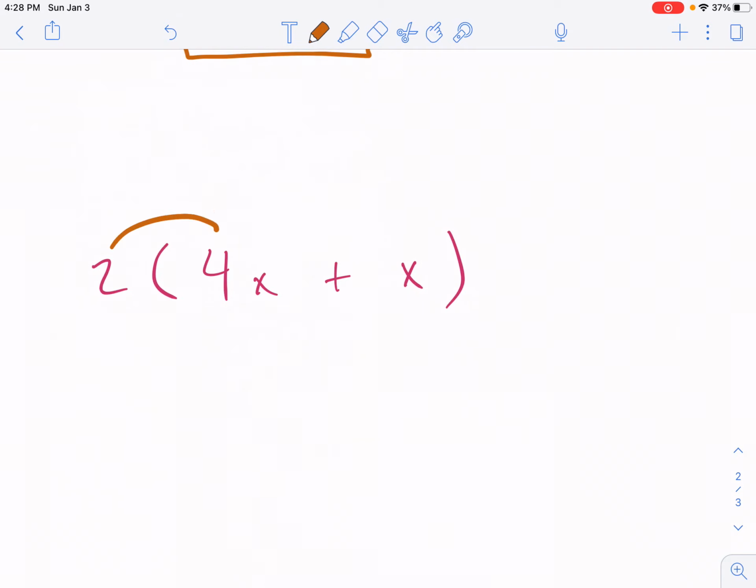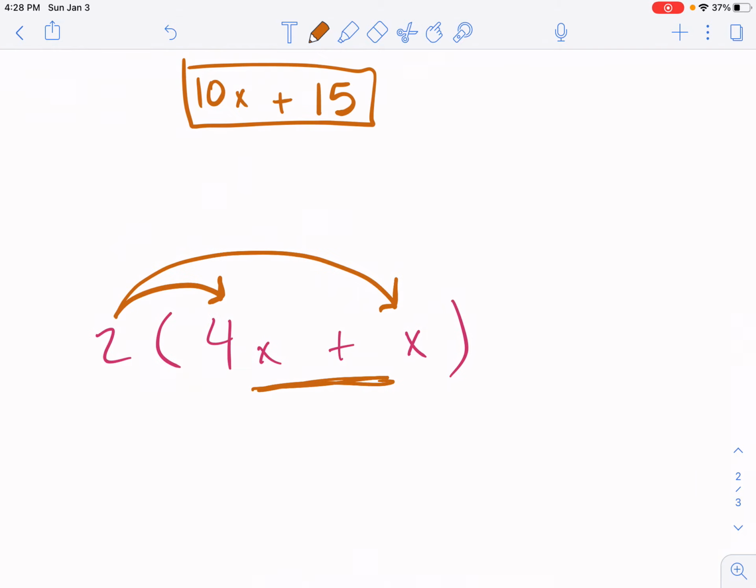So 2 is going to be distributed among these two items. Now, you could actually do something in here. You could combine the two. So I'm going to get 2 times 4, which is 8x, plus 2 times x. Remember, if I don't have a coefficient in front of that x, that's a 1. It's not a 0 because that would mean 0 times x, which would mean it doesn't exist. So it's actually going to be 2 times 1, which is just 2x.